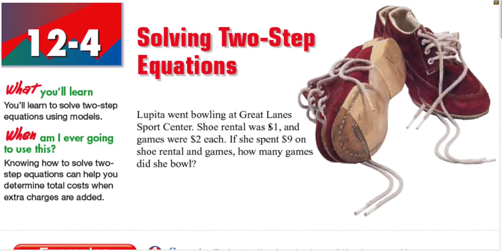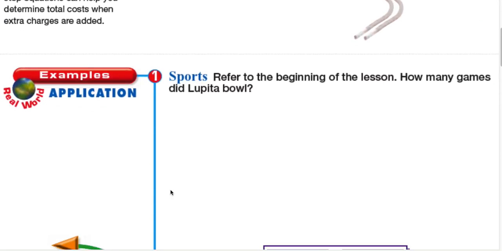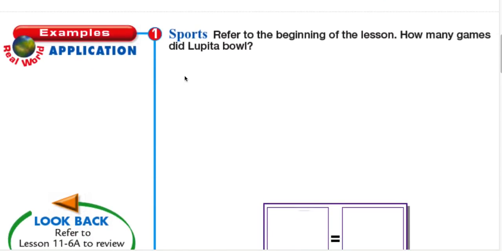So Lupita went bowling at Great Lanes Sports Center. Shoe rental was $1. Games were $2 each. If she spent $9 on shoe rentals and games, how many games did she bowl? This is a typical word problem involving two-step equations, and let's solve it. Referring to the beginning of the lesson, how many games did Lupita bowl?